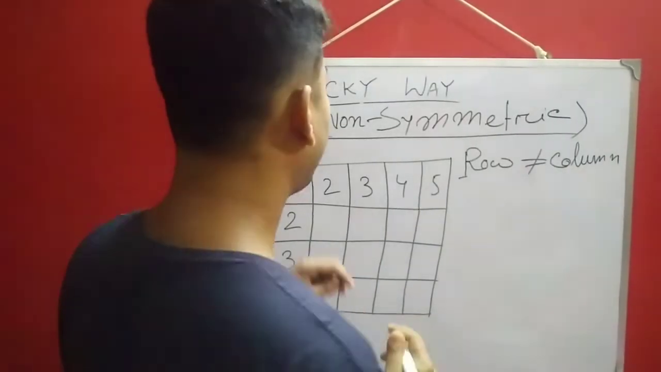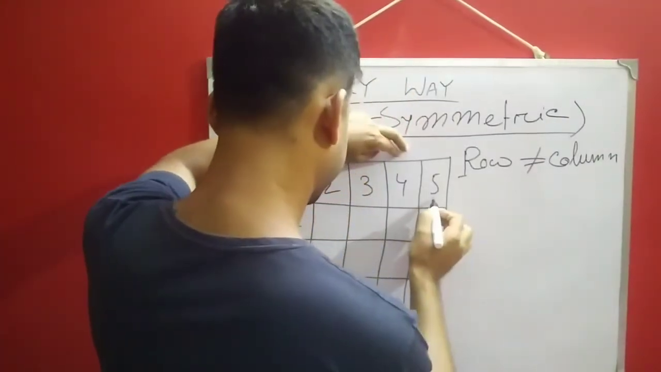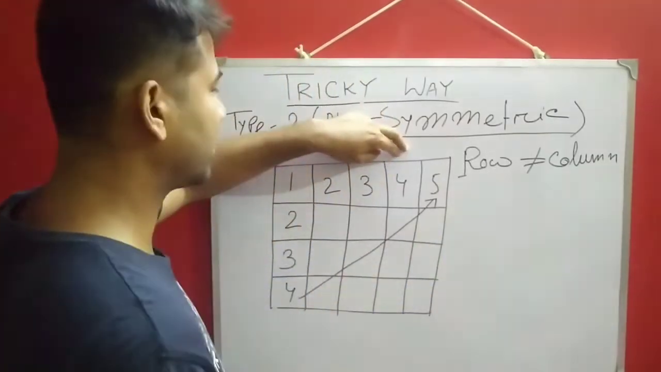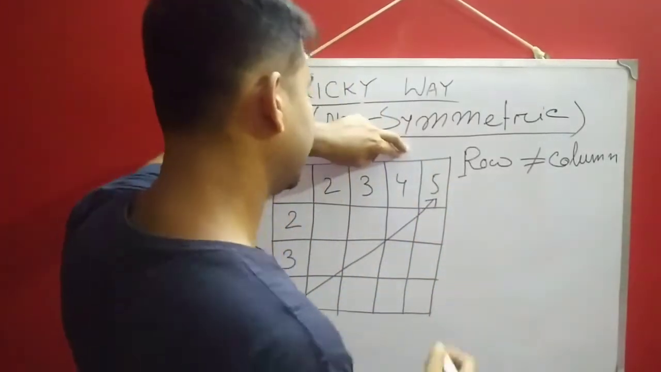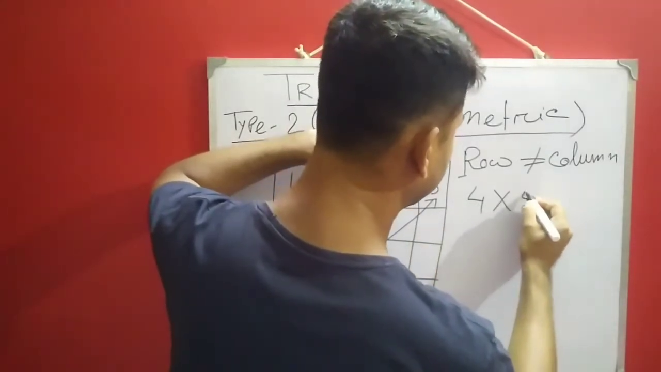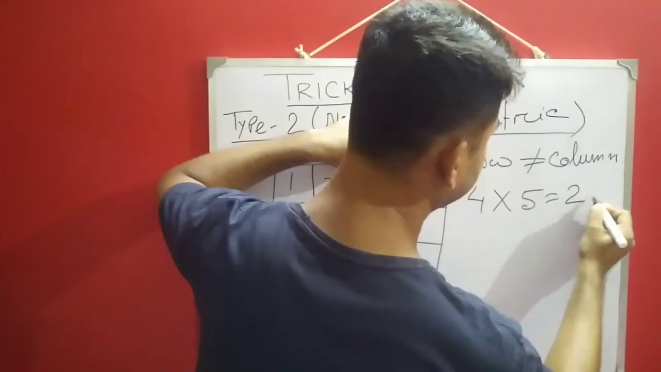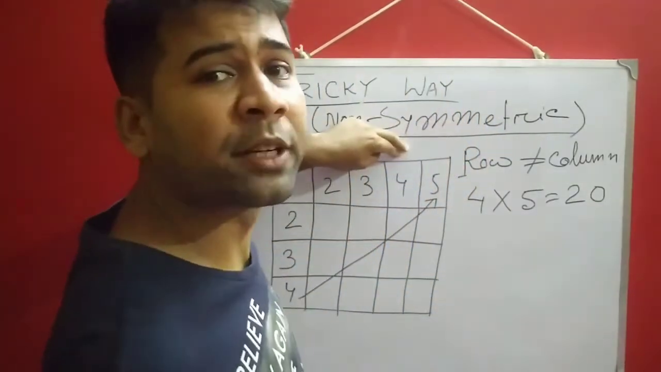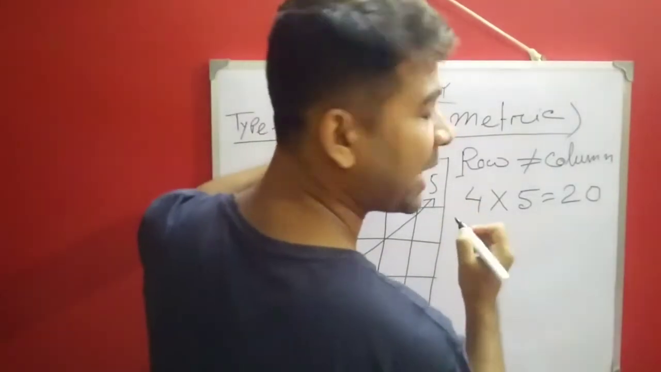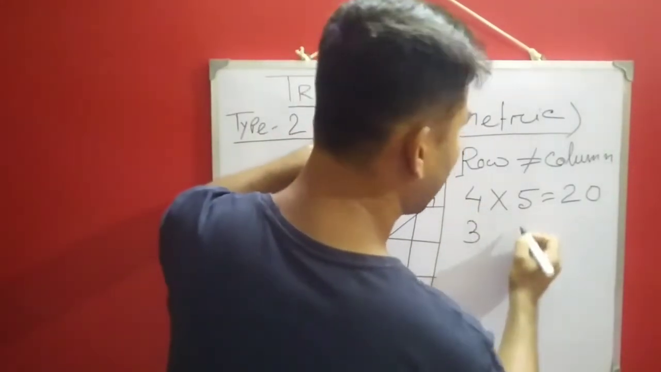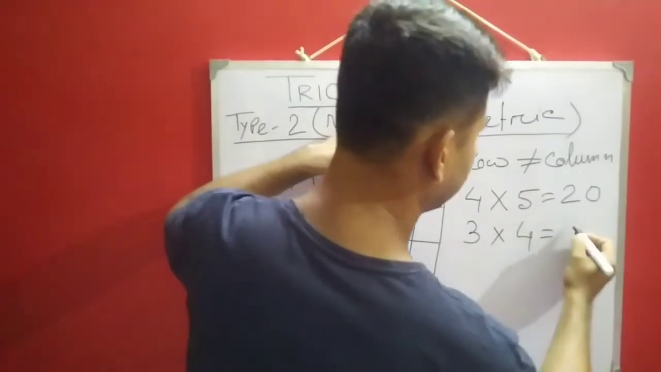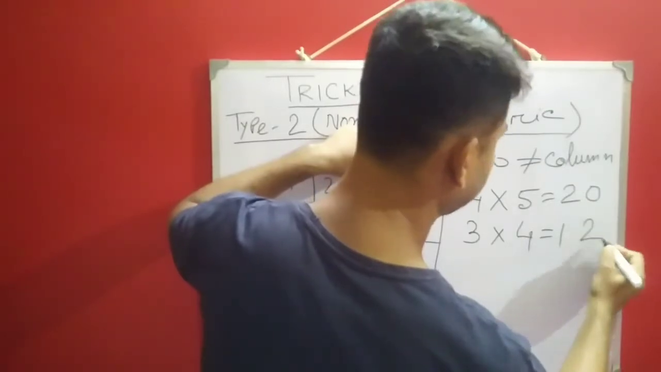And what is the process? The process is that we multiply those values. Multiply the biggest numbers, 4 into 5. The result is 20. Now deduct 1 from every number. So 4 minus 1 equals 3, 5 minus 1 equals 4. 3 into 4 equals 12.